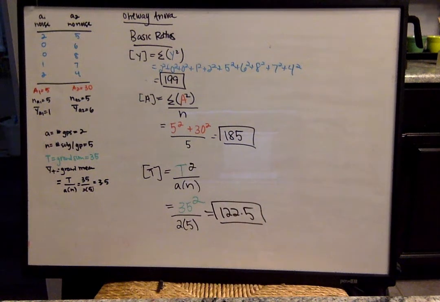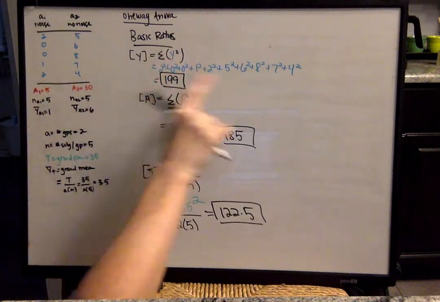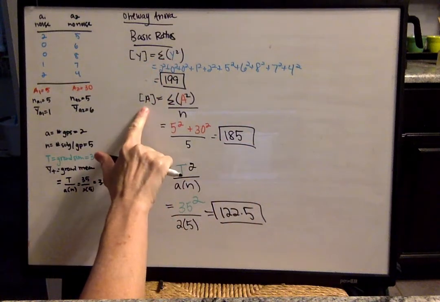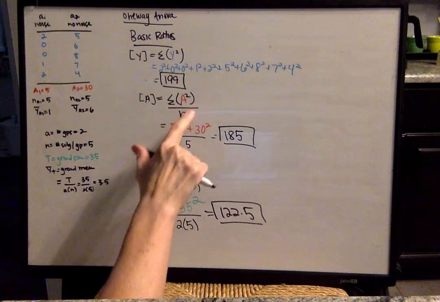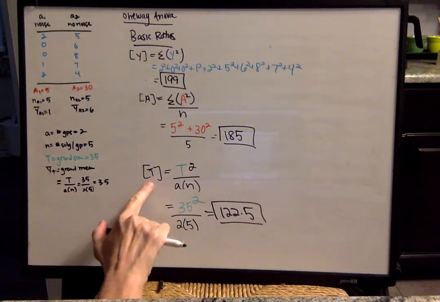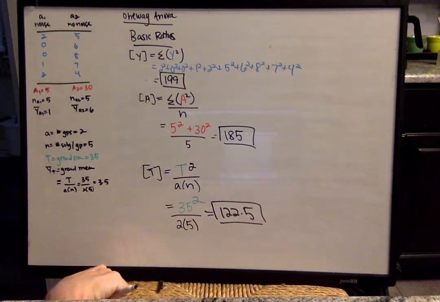Again, basic ratio for y, we're going to take each of the y's, square them, and add them up. Basic ratio for a, we're going to take our two column sums, square them, add them up, and divide by n. And basic ratio for t, we're going to take our t squared and divide by a times n.